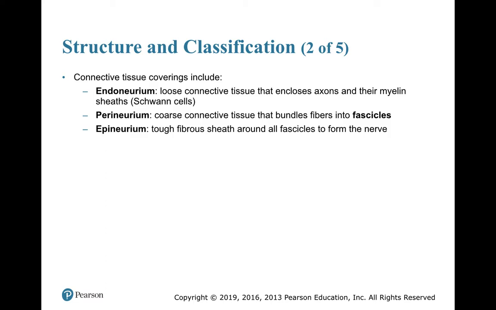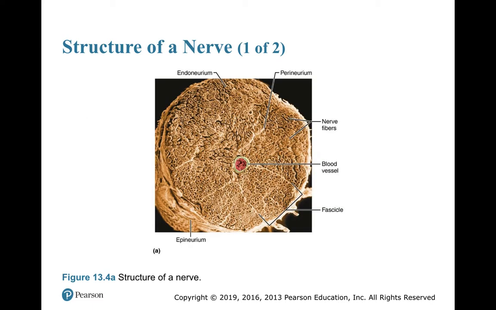Around each axon and its myelin sheaths, and those myelin sheaths are made by Schwann cells in the periphery, there's a loose connective tissue that's called the endoneurium. Coarse connective tissues that bundle a group of fibers into fascicles are called perineurium. And an epineurium is a very tough fibrous sheath that is around all of those fascicles, and that forms the nerve. So these structures should be reminiscent of what we saw in the organization of muscles.